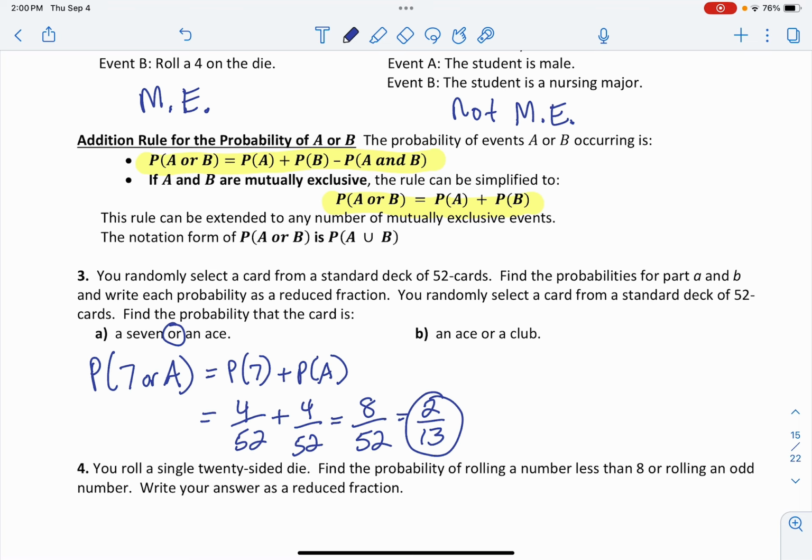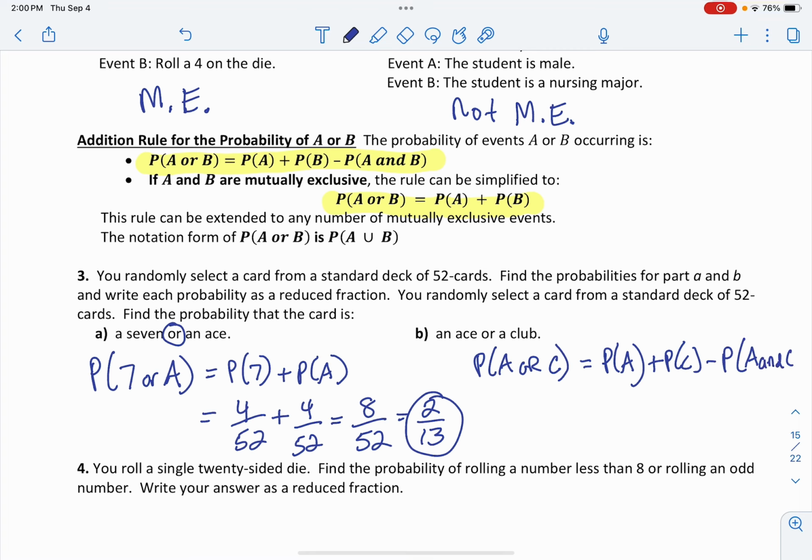Okay, now part B is an example where we have not mutually exclusive events. Probability of an ace or a club. So the way I'm going to work this one out, probability of ace or club, I'll just do C for club. That's probability of ace plus the probability of club, but then I have to subtract off any card that's both an ace and a club. Right, going right with that formula out above.